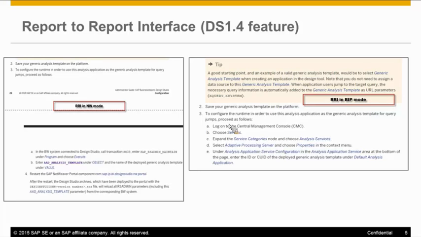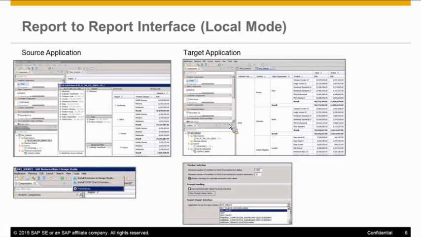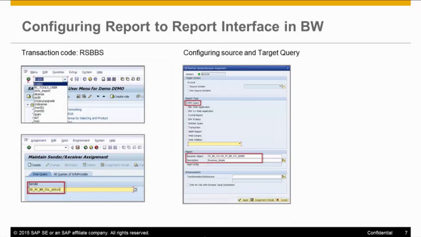In our demo, we will have a source application, and then we will also have a target application. At the bottom, you can see under tools preferences where we have this report-to-report interface. We have to specify the target application, and in our demo, we will be doing it in the local mode. On the BW side, we will be using BW as the data source for our demo.